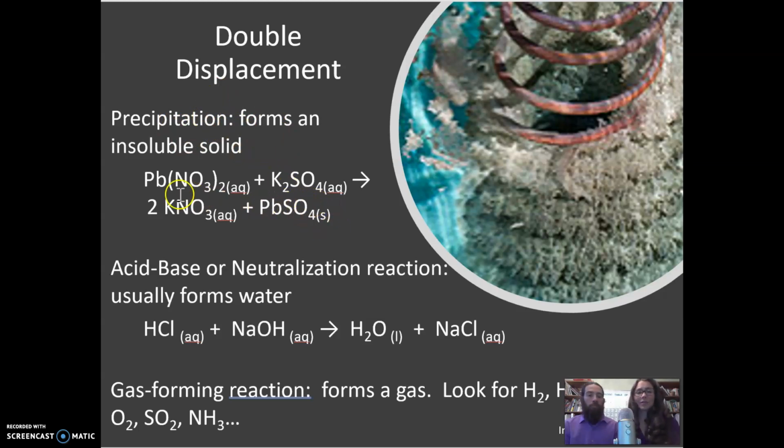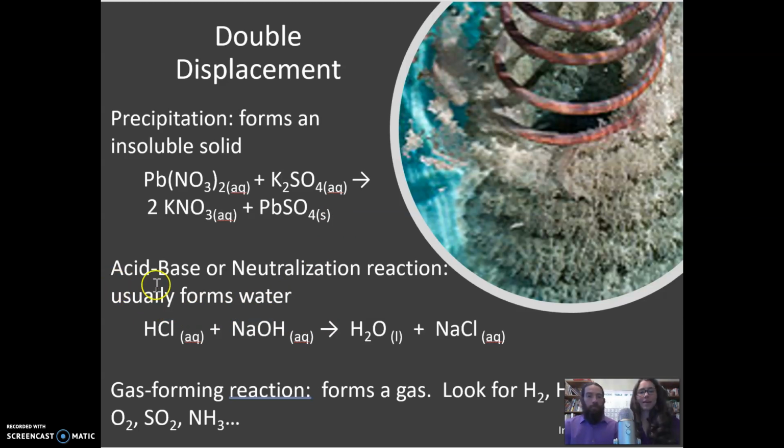In the first example here, we have lead nitrate combining with potassium sulfate when they change partners. Now, the positive ion has to go with the negative ion. So the lead can combine with the sulfate and make lead sulfate. And in this case, it is our precipitate because it's our solid. And the AQ just means aqueous or dissolved in water.